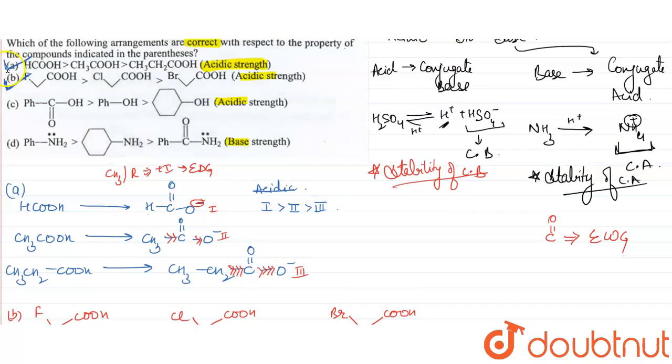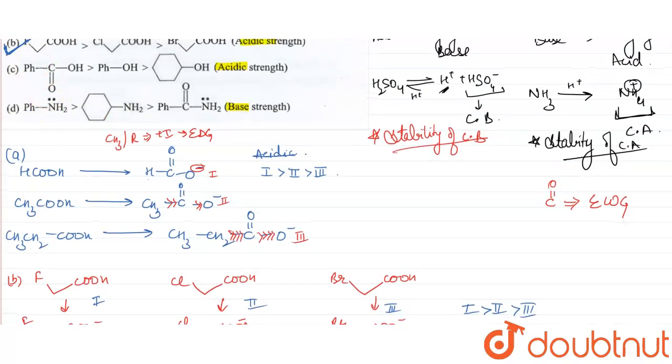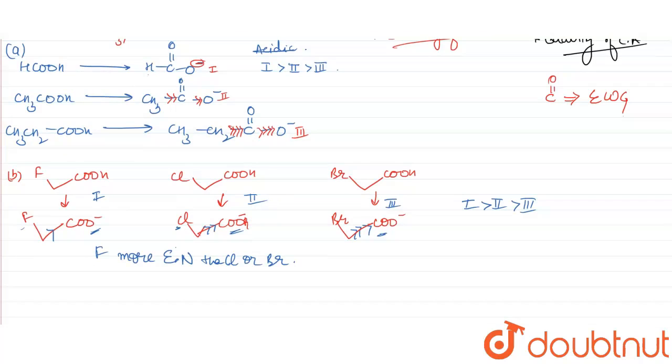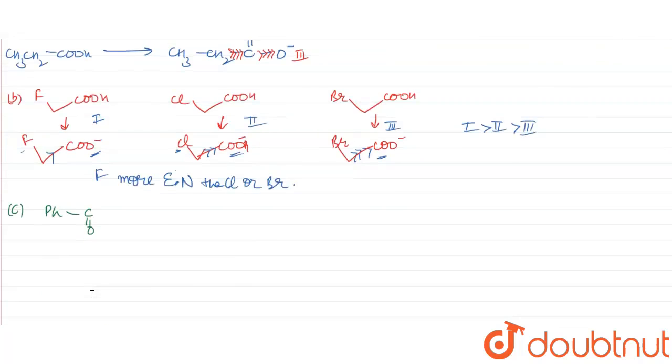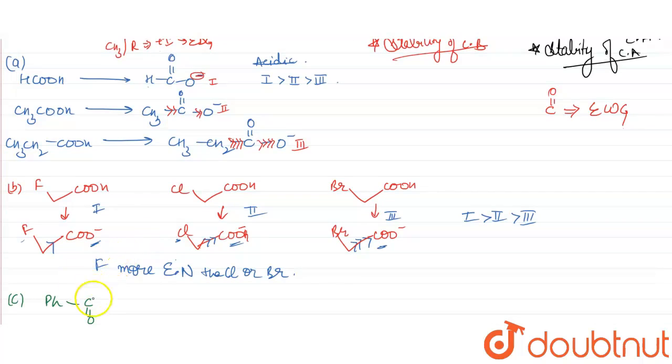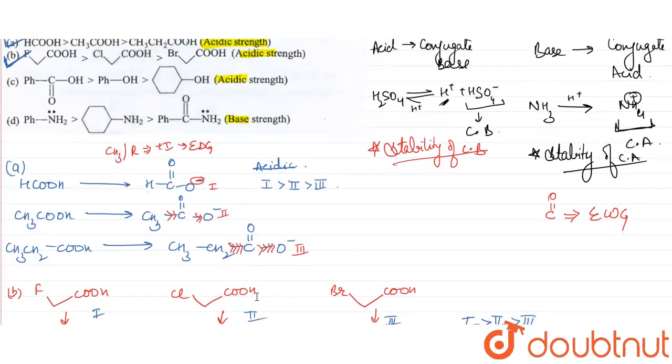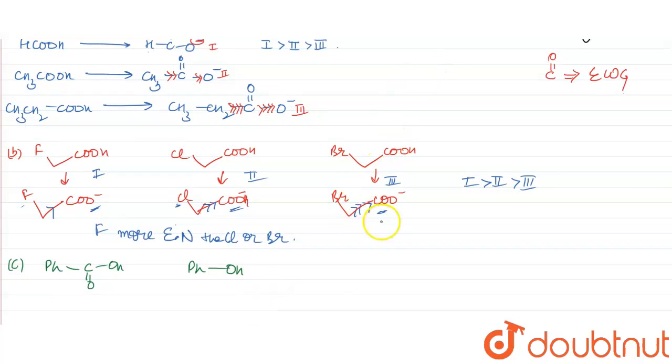Okay, so now for option C, we have this phenyl group and we have CHO, phenyl, CHO, and then we have, I think, OH. Then we have PhOH again, and then we have a cyclohexane ring with OH, and we have to tell the acidic property, right? So if we consider this CO group, we know it is electron withdrawing, right? Electron withdrawing, and when we talk about Ph, it is nothing but the benzene ring.